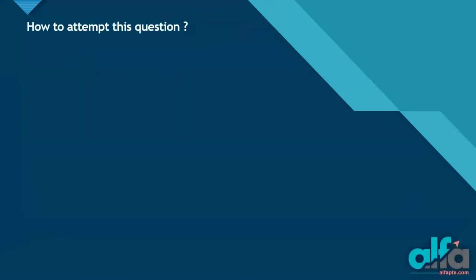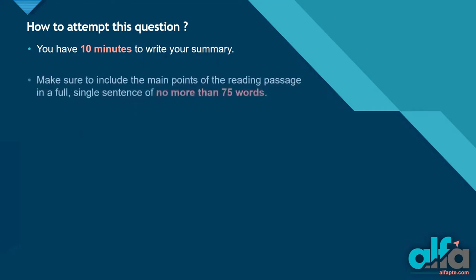How do you have to attempt this question? As we've already discussed, you have 10 minutes to write your summary. As soon as you look at the passage, your timer starts. So you have 10 minutes to go through the passage, plan your summary, write your summary and check your summary. So everything should be done within 10 minutes.